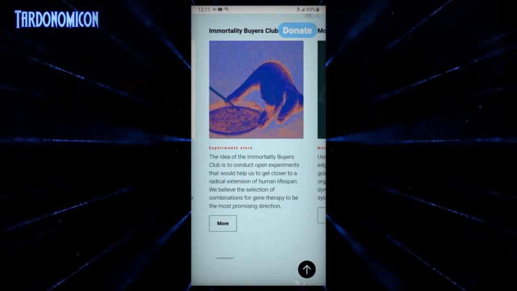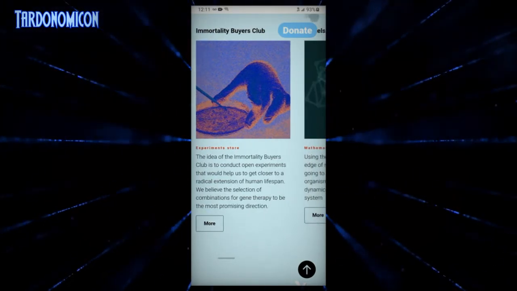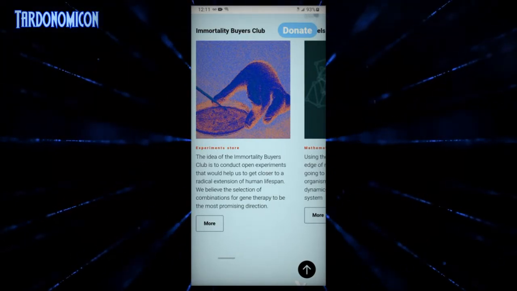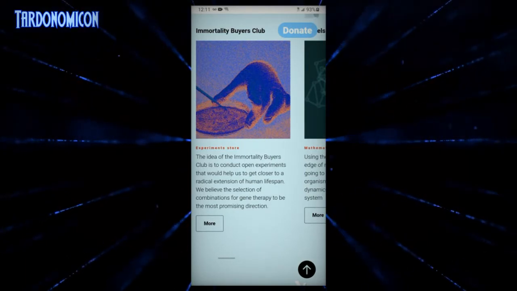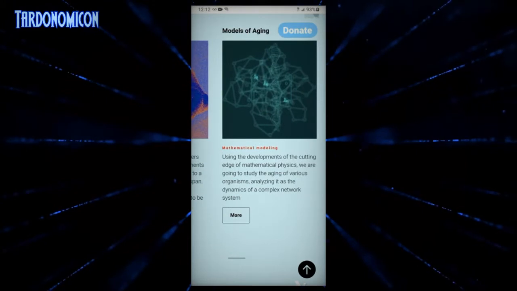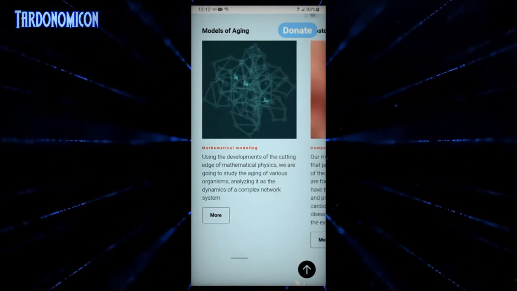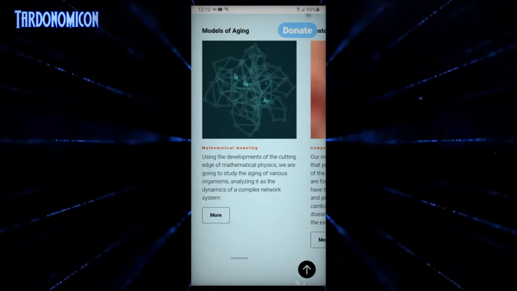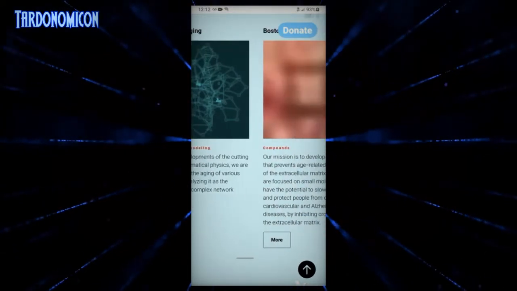The idea of Immortality Buyers Club is to conduct open experiments that would help us get closer to radical life extension of the human lifespan. We believe the selection of combinations for gene therapy to be the most promising direction. Using the developments of cutting-edge mathematical physics, meaning they're going to study the aging of various organisms, analyzing it as the dynamics of a complex network system.